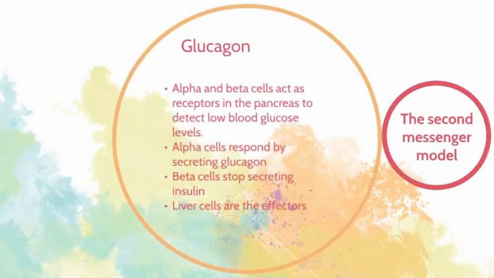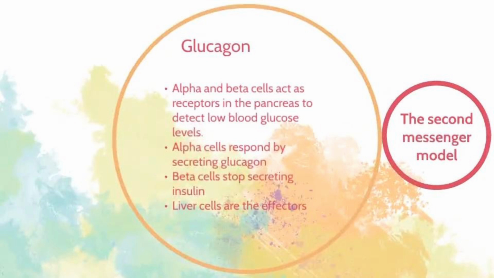So if there is a decrease in blood glucose levels, then this is detected by both the alpha and the beta cells in the pancreas. And as I said, the alpha cells will start secreting glucagon and the beta cells will stop secreting insulin. So this causes the insulin concentration within the blood to decrease. So the liver and the muscle cells will stop using glucose. They'll stop doing what we spoke about previously, so they'll stop taking the glucose into their cells.